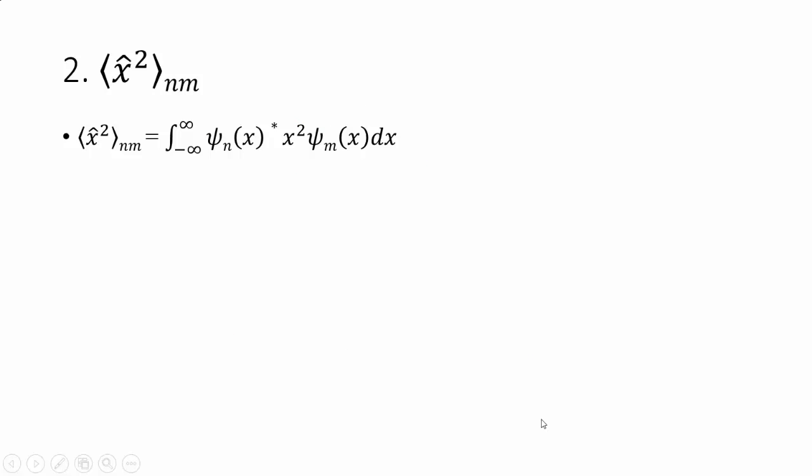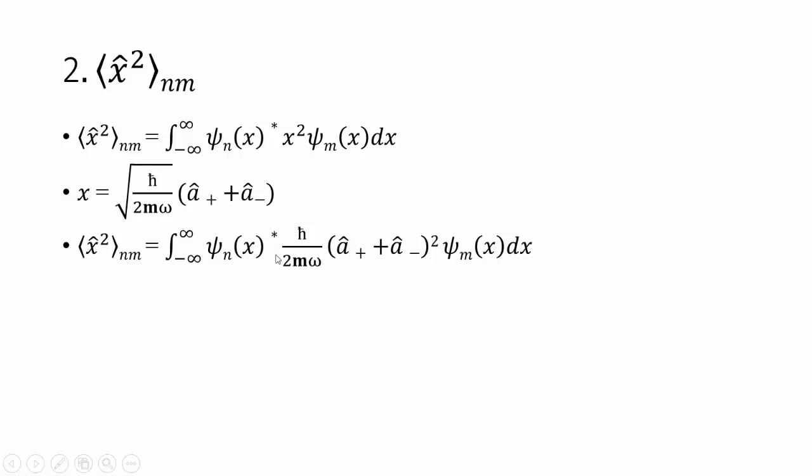For the expectation value of x squared, we simply use the same strategy to substitute x with a function of the ladder operators. x equal to the square root of h bar over 2 m omega times a plus plus a minus.